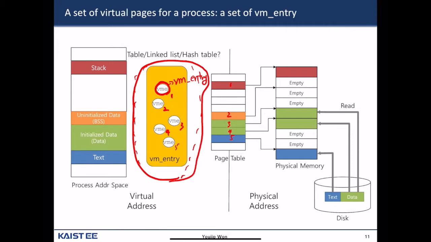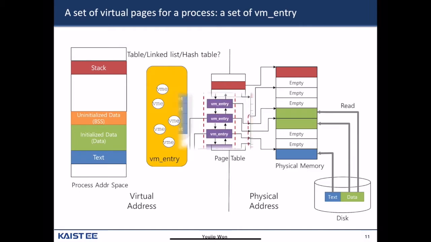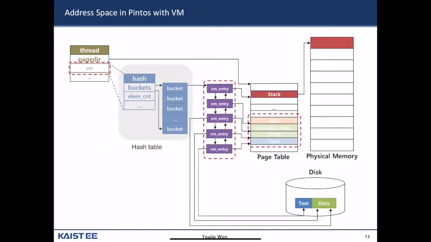So define the virtual memory entry, and for each process, it maintains a set of virtual memory entry objects. You may use a linked list, you may use a hash table, or you may use an array to represent a set of virtual memory entries for a process. So this is the basic entity of implementing virtual memory. Let's look at the details.